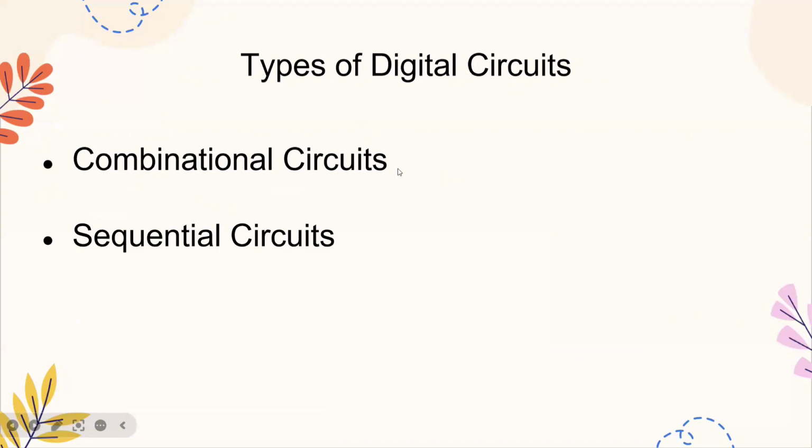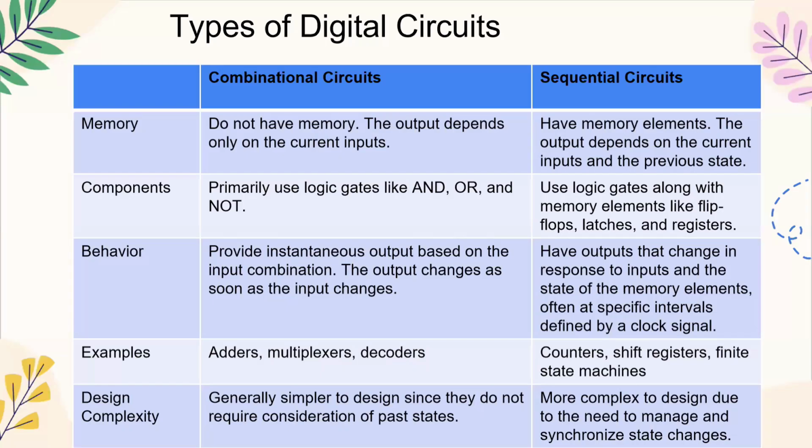The types of digital circuits are, first, combinational circuits, and second, sequential circuits. A combinational circuit produces the output based upon the current input. The second type is sequential circuits. A sequential circuit produces outputs that depend not only upon the present input, but also upon the previous state's value. So this is the main difference between combinational circuits and sequential circuits.